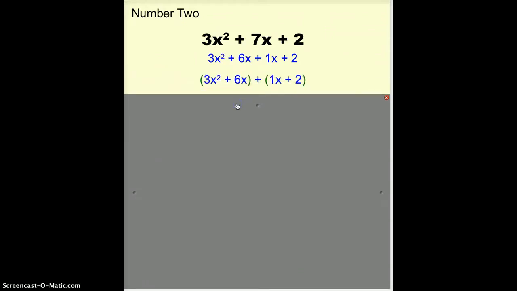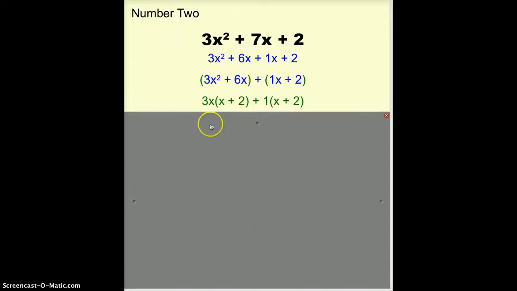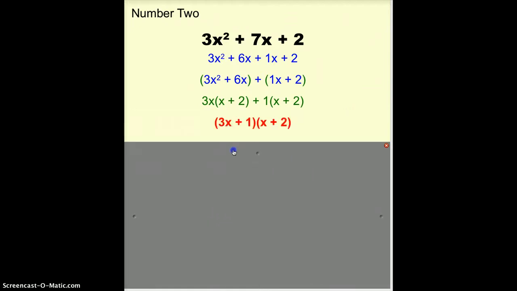Using your grouping symbols next. The scale factor of the first set is 3x, and the scale factor of the second set is 1, leaving you again with a set of parentheses that does match and is what you can factor out. And finally, factored form is 3x plus 1 times the quantity x plus 2.